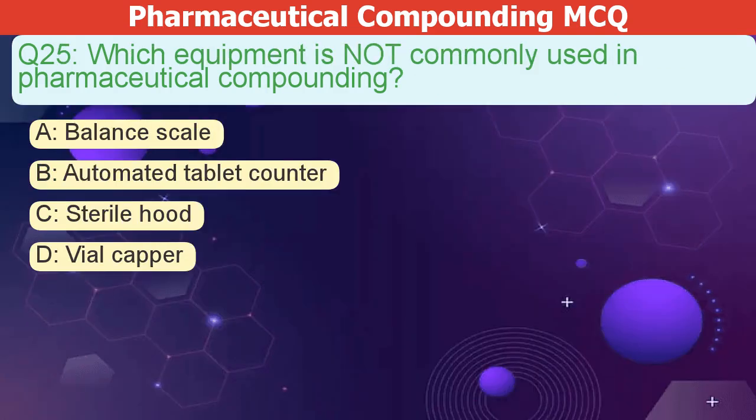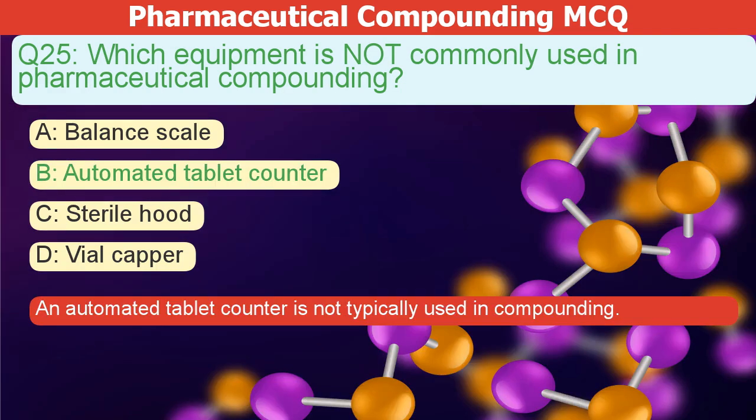Which equipment is not commonly used in pharmaceutical compounding? A. Balance scale. B. Automated tablet counter. C. Sterile hood. D. Vial capper. The correct answer is B. An automated tablet counter is not typically used in compounding.